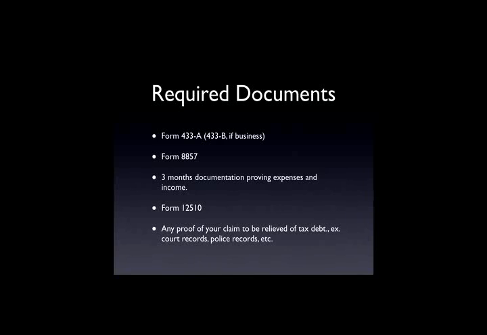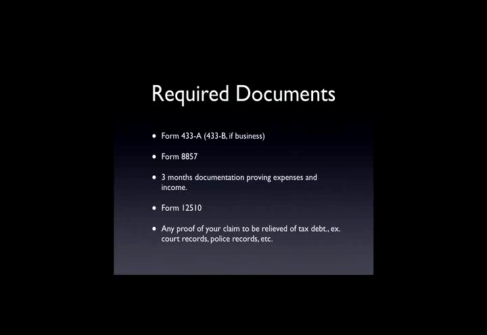You also need to fill out a Form 8857. You have to provide 3 months' worth of documentation proving your expenses and income in a Form 12510. And you need to also provide any proof of your claim to be relieved of your tax debt. For example, court records showing the dissolution of the marriage or the separation agreement, police records if you were a victim of domestic violence, or things of that nature, and anything else that you think might be pertinent and relevant to your case.